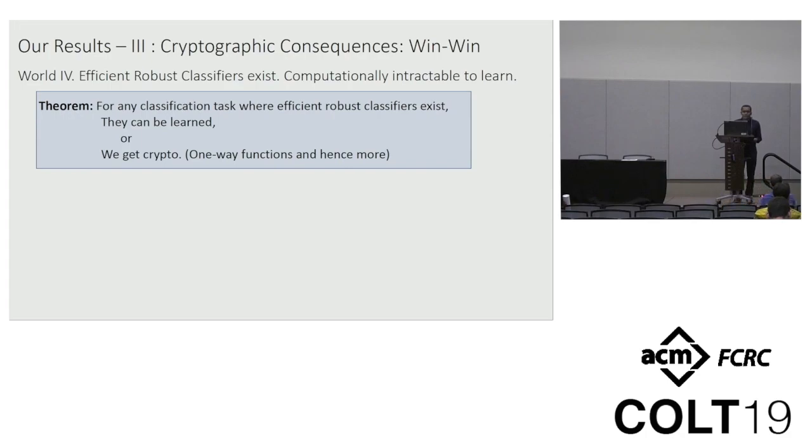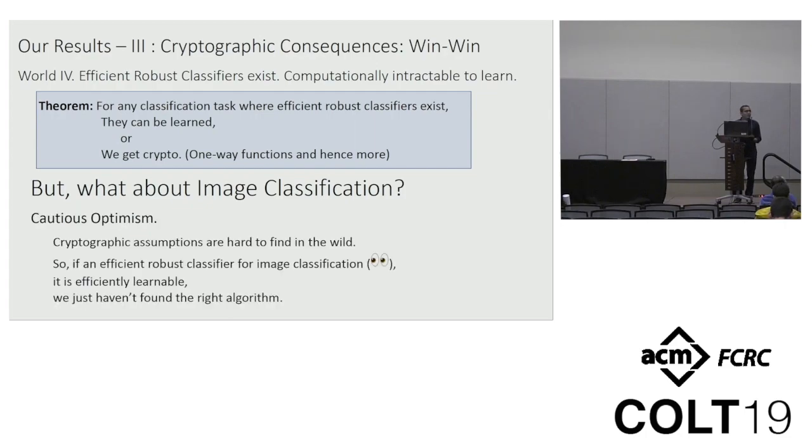Okay, so what does this mean for image classification, right? So we would strike a note of cautious optimism. So cryptographic assumptions are very hard to find in the wild. And now you are in this very scenario where we would believe that an efficient robust classifier exists, that is, RCs. And so then either we can learn them, or we would get crypto. And crypto is probably hard to get from image classification.